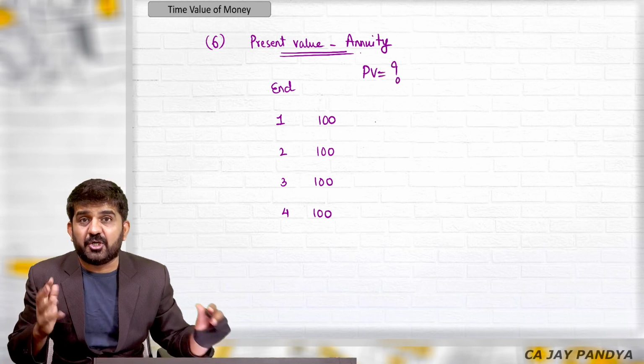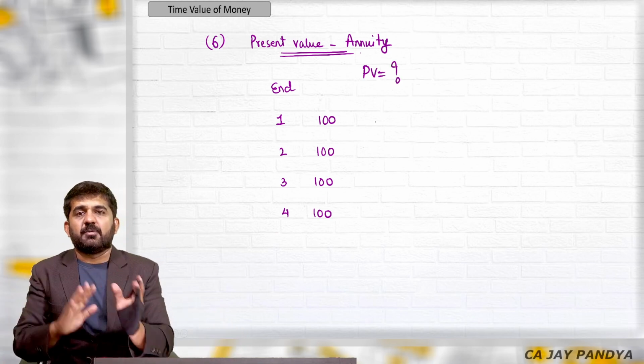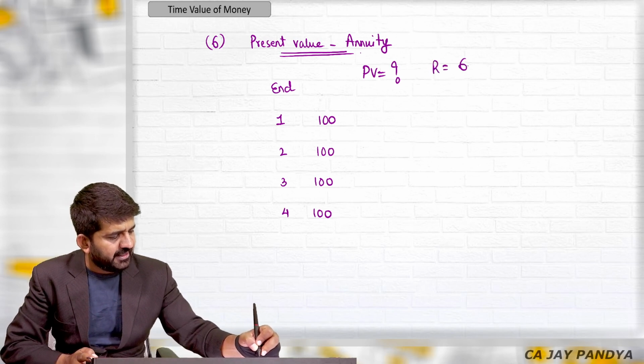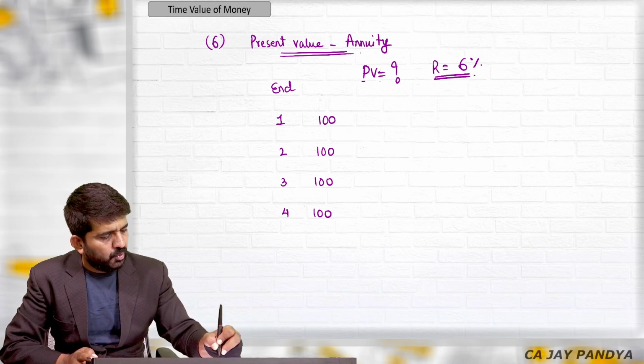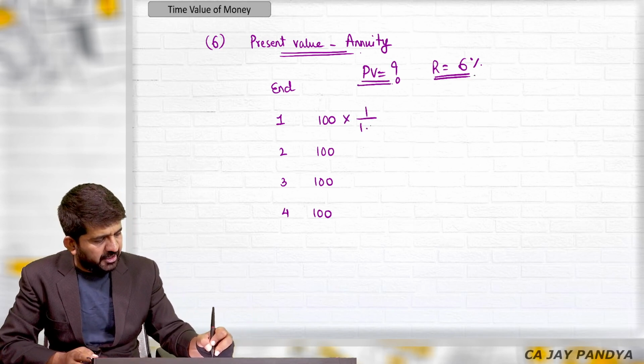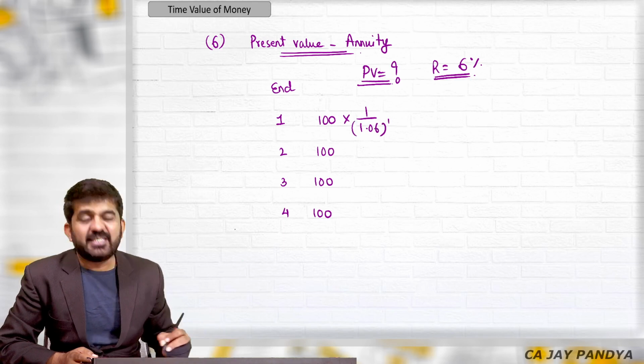Most important, you will have to see whether you want to find out present value or future value. And the rate of interest is, say, 6%. What will be my present value? I will have to discount it by 1 year. Now it becomes easy in discounting.